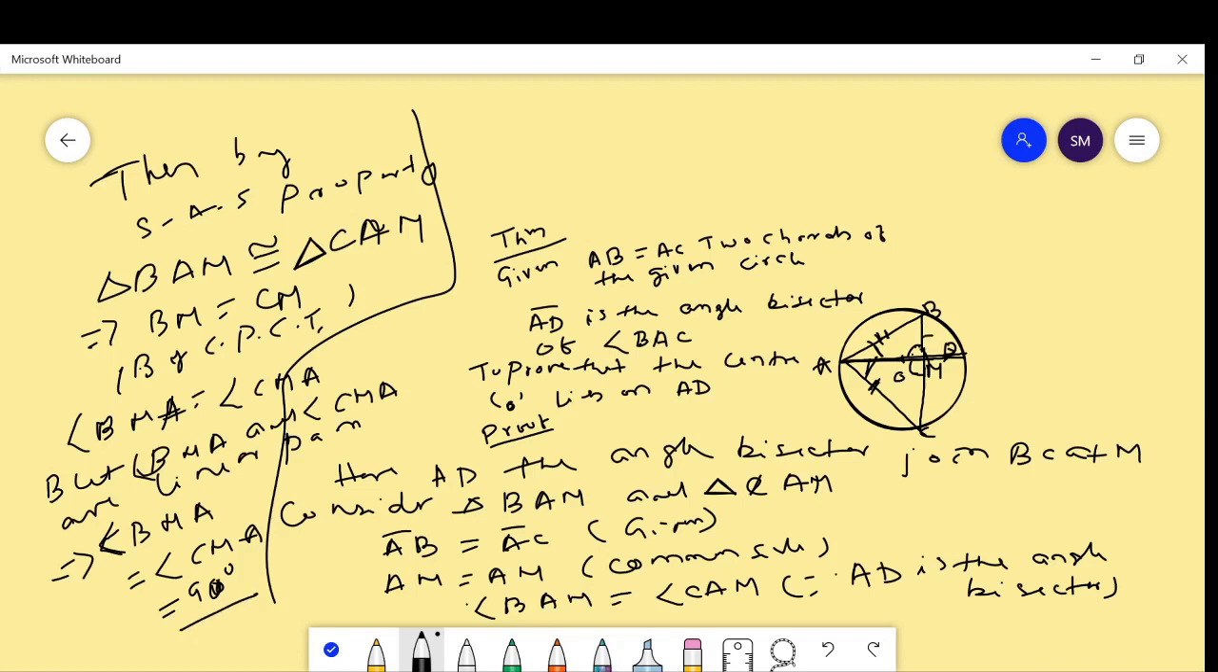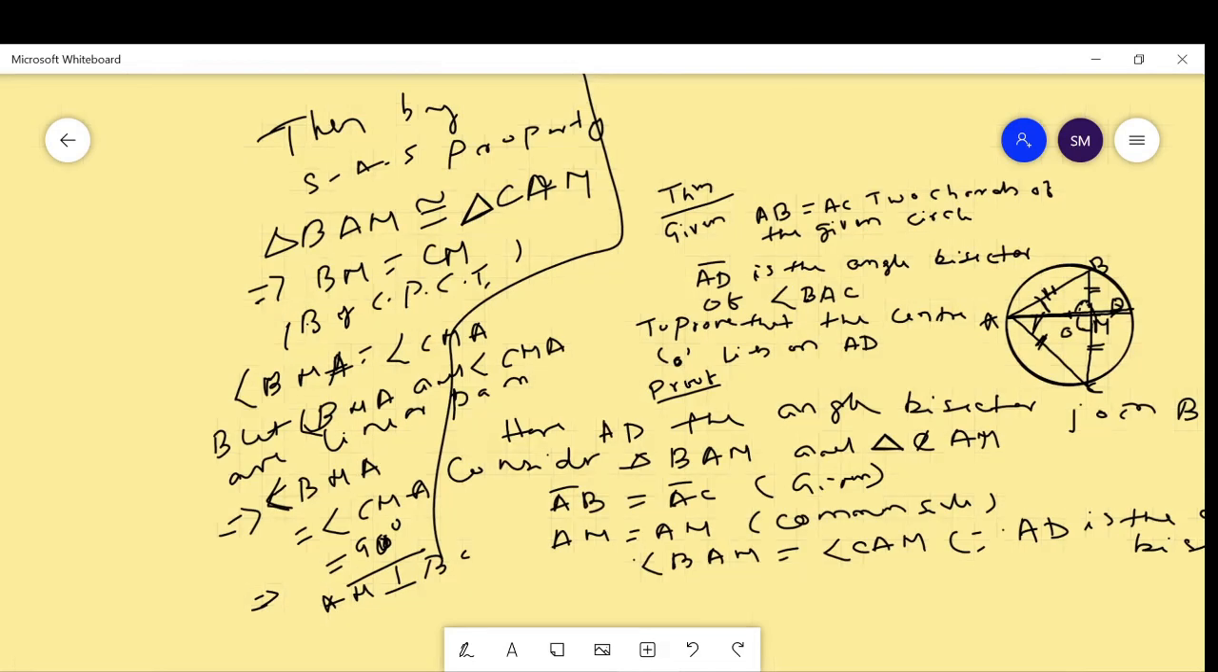Here BM is equal to CM, and these two angles are 90 degrees. This implies AM is perpendicular to BC, which shows that AM passes through the center O.